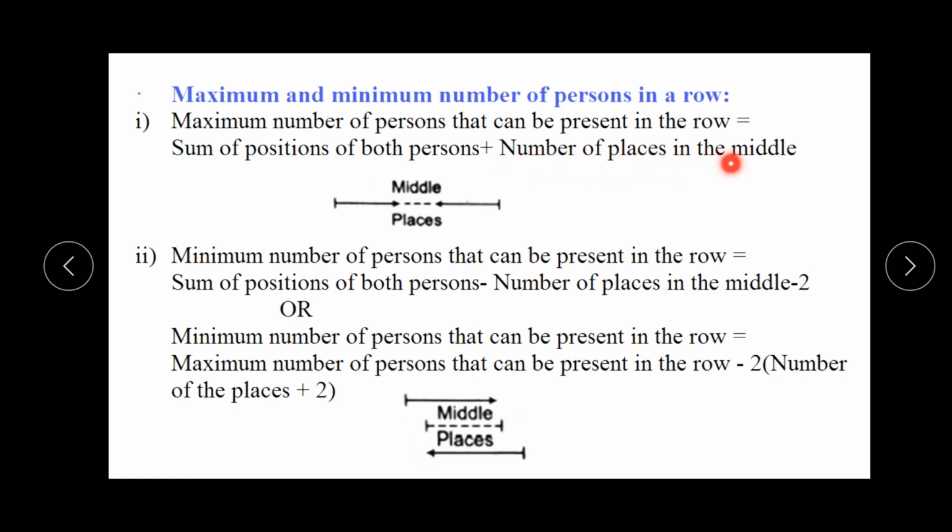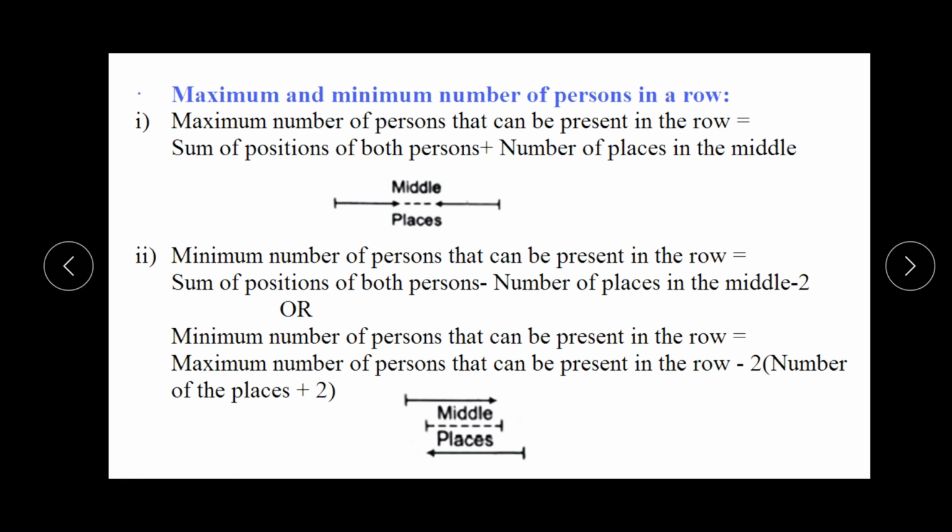plus number of places in the middle. In the middle means the persons who are between the two positions. That time we have to find out the maximum number of persons. How can we find it out? Add this position from the left side, this position from the right side, and add the middle numbers, or you can say the middle persons. That time this is the maximum number of persons.